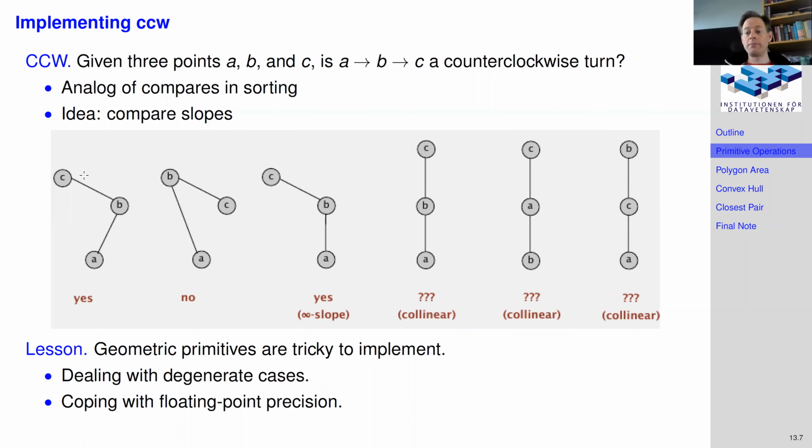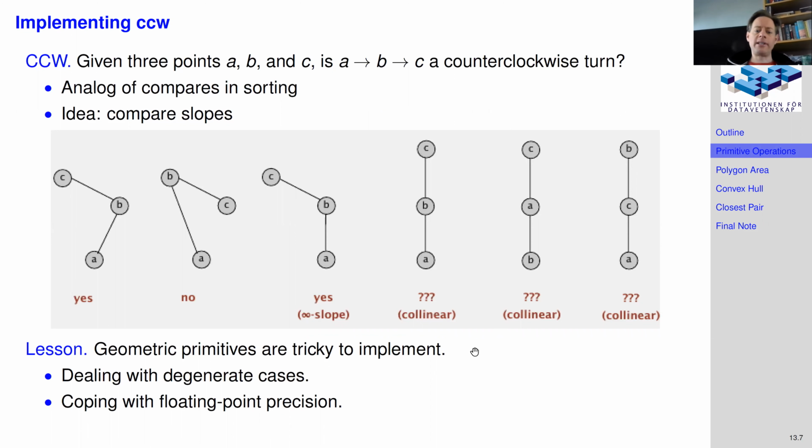So then we come to this counterclockwise turn. This is a very useful operation, as we will see. Given 3 points, A, B, and C, does the movement from A to B to C correspond to a counterclockwise turn? We can use this as a kind of sorting mechanism, and the idea is to compare the slopes. In the leftmost example, we go from A to B to C, which clearly makes a left turn. In the second case, we are making a right turn. In the third case, we basically have a straight line, so there's no real slope there, but still it makes a left turn. Then we have 3 examples where all of them are on the line, and here it's not really well defined whether it corresponds to a counterclockwise turn or not, because they're collinear.